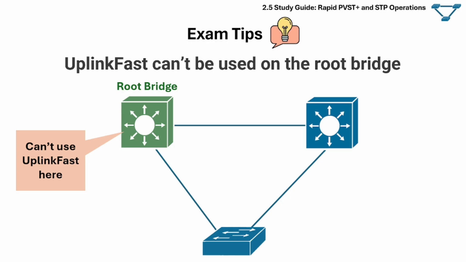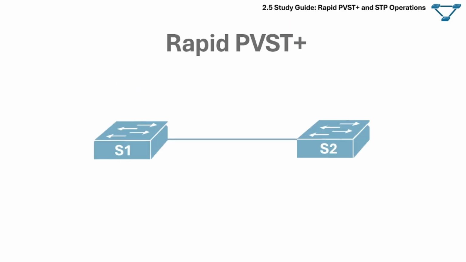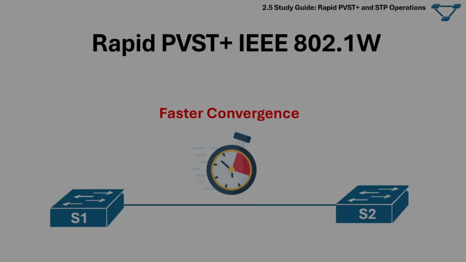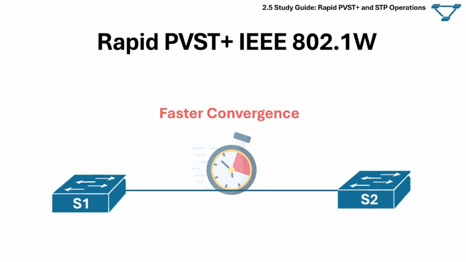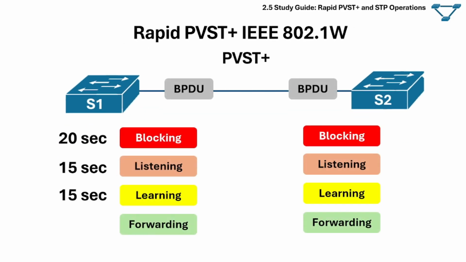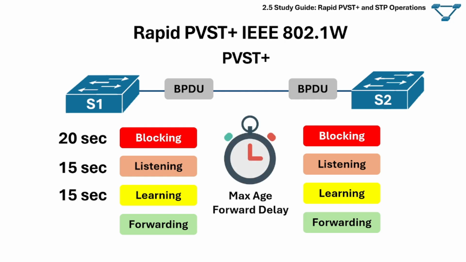For example, the access switches. The next topic is Rapid PVST+. Rapid PVST+ is a Cisco protocol that enhances network stability by providing faster convergence time compared to traditional spanning tree protocol. Going back to PVST+, it would take around 50 seconds to go through the port states to communicate with the other switch. This is because traditional STP is based on timers.